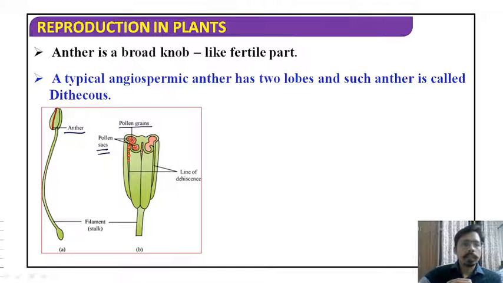Suppose we have a bilobed anther. A single lobe of anther has two pollen sacs. When we have two lobes of the anther, that is a bilobed anther, and in that case we have four pollen sacs, and these pollen sacs can be considered as microsporangia. So these pollen sacs have the pollen grains.